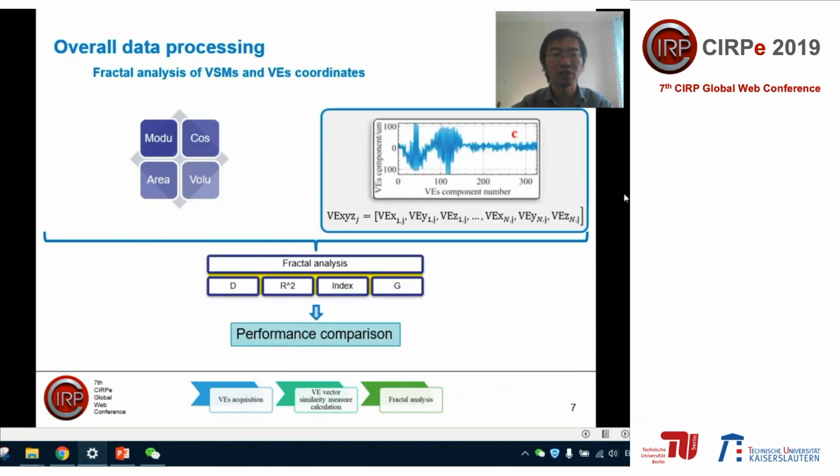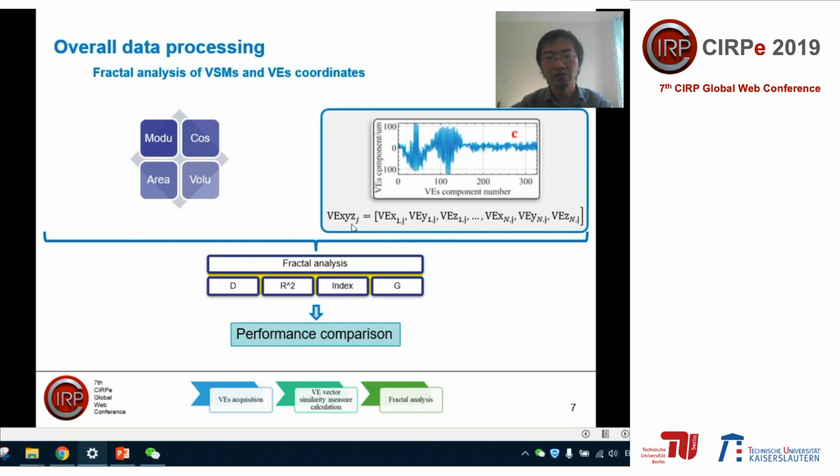After the introduction of the fractal analysis measures, here we will introduce the logic for vector similarity measures and volumetric coordinate data processing. In this research, we are more focused on the fractal analysis of vector similarity measures, which include the module, cosine, area, and volume parameters. In addition, we also introduce a volumetric coordinate.